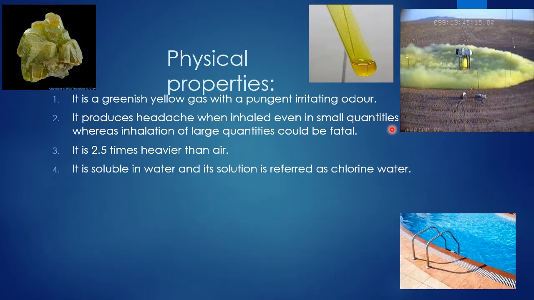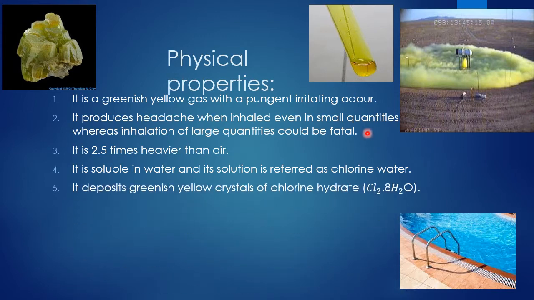The next, it's soluble in water. So you all know, because chlorinated water, we know that. So it is soluble in water and the solution is referred to as chlorine water. It deposits greenish yellow crystals of chlorine hydrate. So with the water at a particular temperature, it gets converted into Cl2.8H2O. So look at this picture. It's a greenish yellow crystal of this chlorine hydrate.